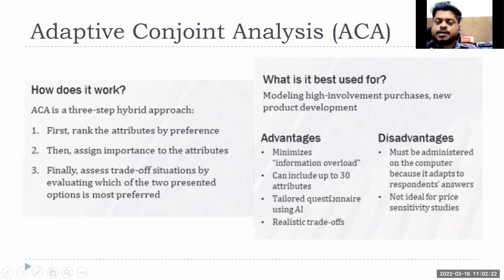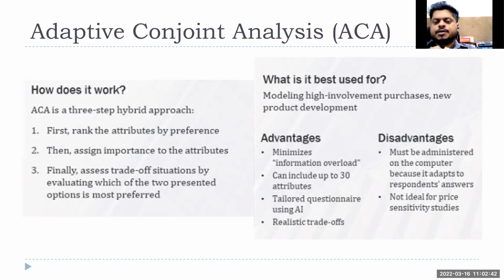It can include up to 30 attributes. In the previous case, we had only up to 5 attributes. Here we can have many more attributes. The questionnaire is tailored using AI, because it would be very difficult otherwise; accordingly I quickly create the choice sets. You need that algorithm or software to create the choices for you.